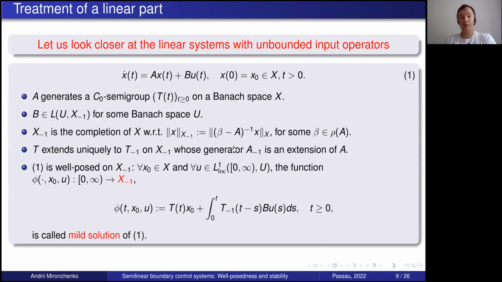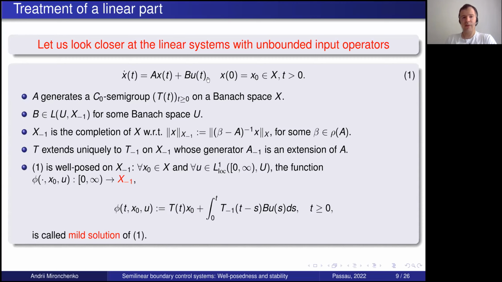Okay. Well, first of all, we need to define the concept of solution for that class of systems. And before we do that, let us look at how this works for linear systems. Let us forget about the nonlinearity F. So now we have this class of systems, and A, as before, generates a C0 semigroup on the Banach space X, and B is an unbounded operator from U to X, but it is bounded from U to X_{-1}.